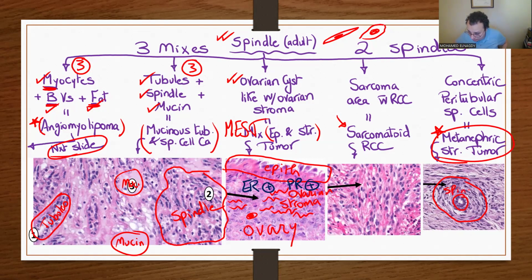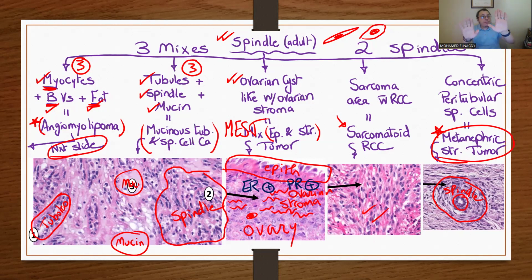It's only stroma. And they call it metanephric because the tubules look really premature or immature. They call it metanephric, which looks like the tubules of metanephric adenoma. So they call it metanephric stromal tumor. What about this? This is a sarcomatoid component, which is a sarcoma. Sarcoma means ugly looking spindle cells.